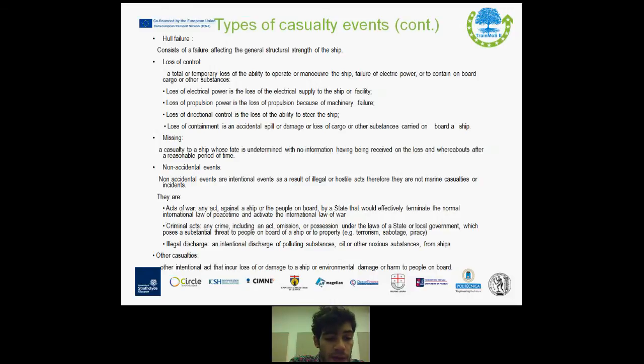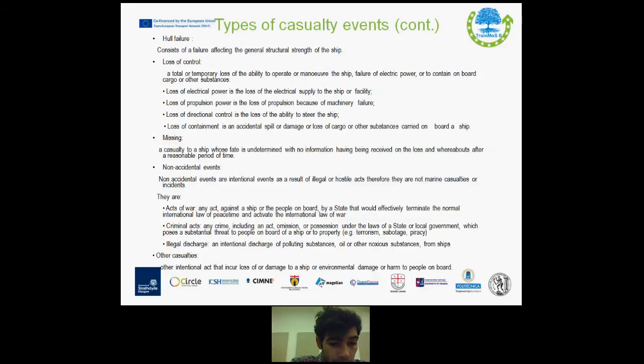Moving on, we have a missing type of casualty, where such a casualty refers to a ship whose fate is undetermined, with no information having been received on the loss and whereabouts after a reasonable period of time. As we can understand, this type of incident doesn't happen very often anymore, with improvements and innovations in technology and the communication systems that have arisen and are utilized in the shipping industry.